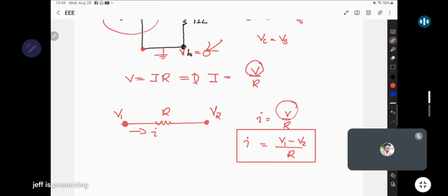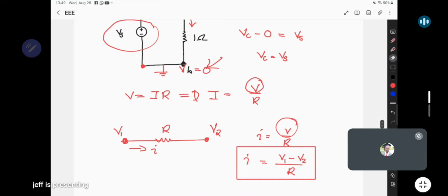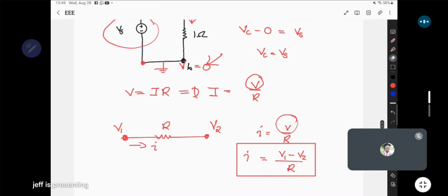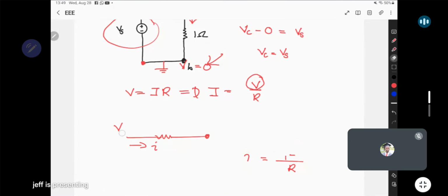Again, this is just to remind you. I think we should have discussed this when we did the current law. Yeah, I think it was the current law. We should have done this. Okay, so with a reminder in place, let's add the currents now.